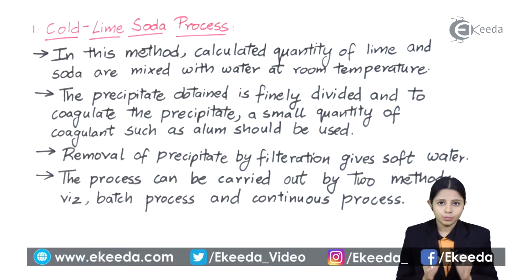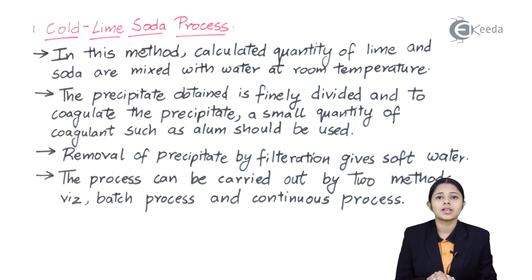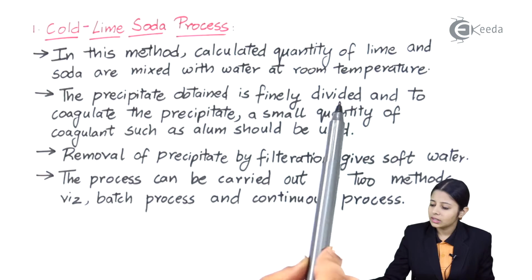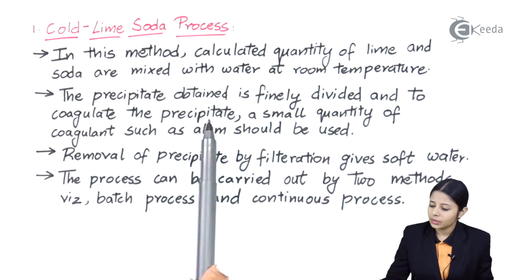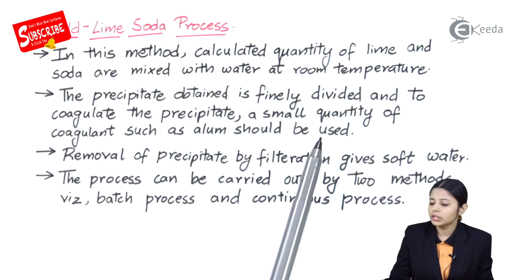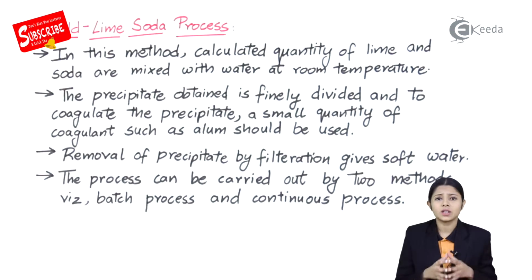Over here, the most important thing is that the water should be at room temperature, and that is the reason why it is known as the cold lime soda process, because the water is cold or at room temperature. The precipitate obtained is finely divided, and to coagulate the precipitate, a small quantity of coagulant such as alum should be used. So what exactly is a coagulant?